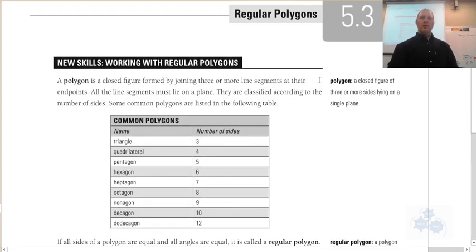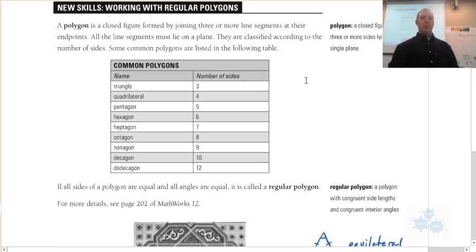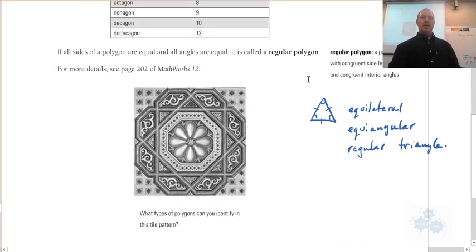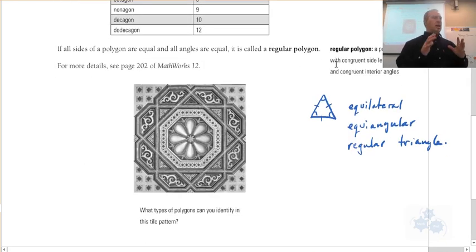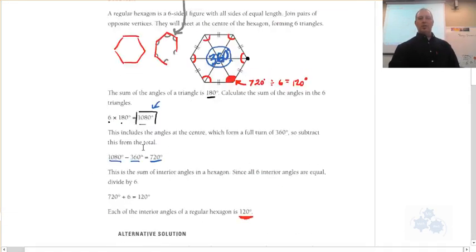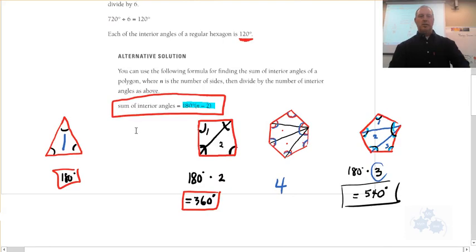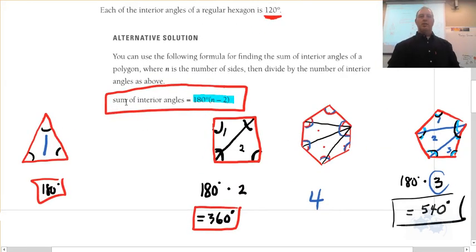In 5.3, we talked about regular polygons. A polygon, first of all, is a closed figure with 3 or more sides. A regular polygon has all the sides the same length and all of the interior angles the same. It's important to note that the sum of all the interior angles of a regular polygon, or really of any polygon, is 180 times n minus 2, and n is the number of sides.